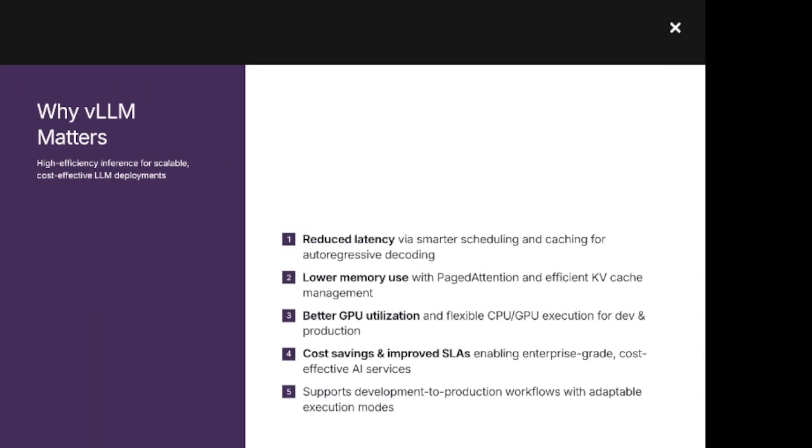So overall, the takeaway for why vLLM matters is that it reduces latency and lowers memory usage because it uses paged attention and an efficient cache mechanism. It has better GPU utilization, and thus it improves the SLA and also cost saving. Overall, it supports the development to production workflow because we can execute vLLM on a memory constrained CPU for development, testing, and validation of the APIs, or for the production-ready workflow when we are leveraging the benefits of GPU compute power.